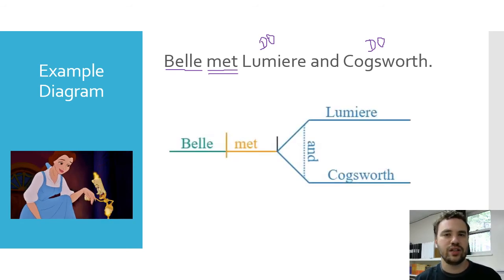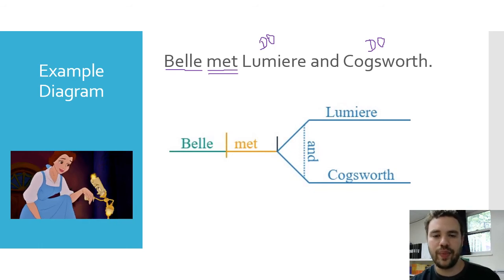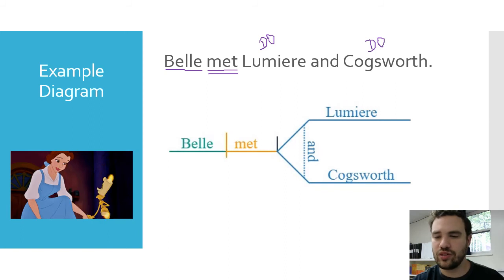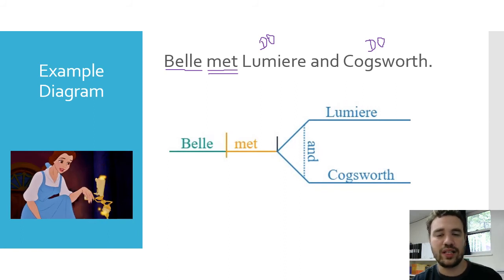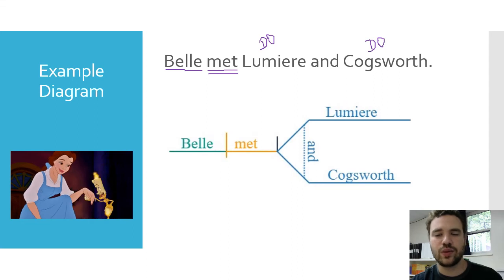All right, so just like the diagram that I showed you, you've got Belle, and then you've got that vertical line cutting through. You've got the verb met. You've got the vertical line that stops, and then you have the rocket ship shaped structure, and you've got Lumiere on the top because he's listed first, and then and on the dotted line, and Cogsworth on the bottom because he is listed second. All right.